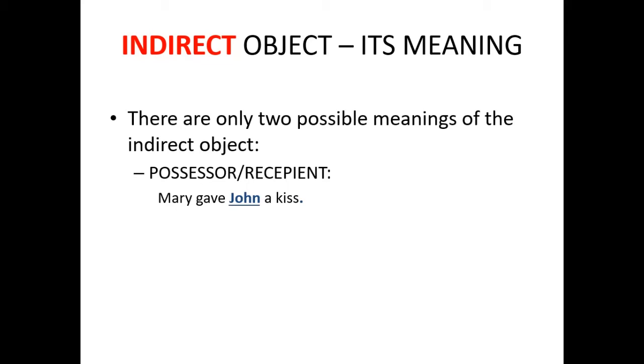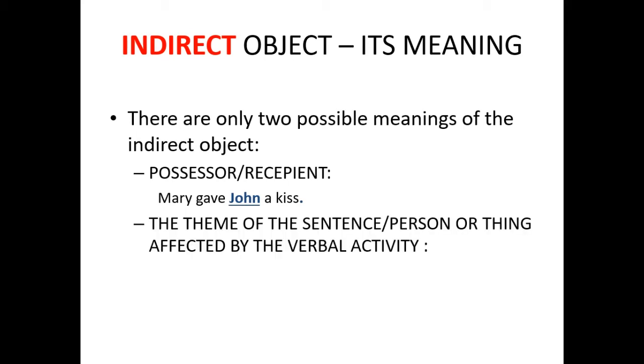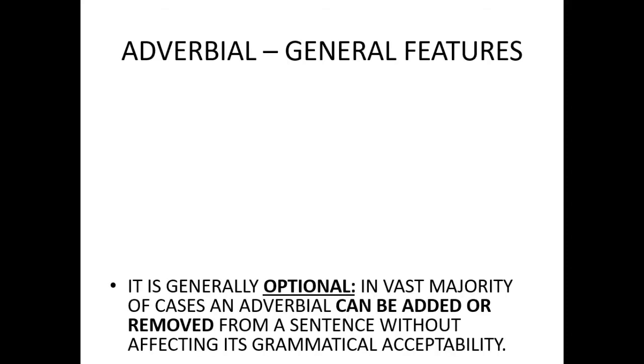So Mary gave John a kiss. John received a kiss. He's the recipient. And very rarely it is the theme, something that is affected by the verbal activity. Bill gave the car a wash. You see, the car was affected by Bill's activity, so it received the wash.